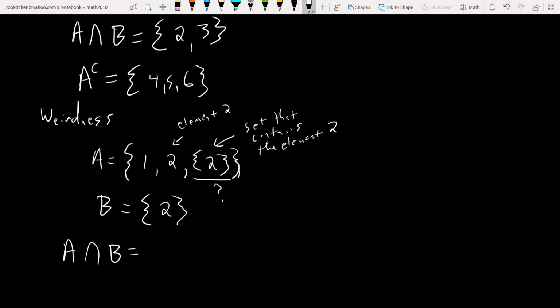Maybe something that would help you figure this out: if we want to know the number of things in that set, some books write pound symbol A for the number of things in A. How many things are actually in here? Well, there's only 1, 2, 3 things in there. There's the element 1, the element 2, and then the set containing the element 2. So there's just 3 things in there. So for the intersection of A and B, each of them has the same element 2, so this would just be 2.